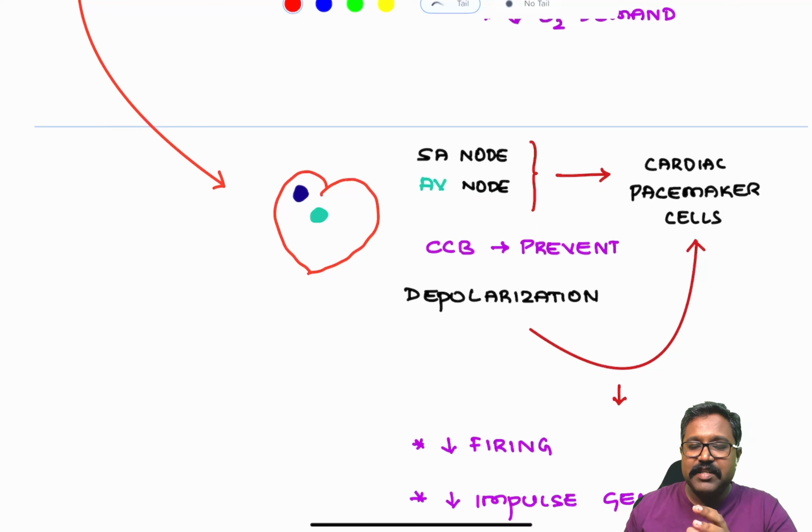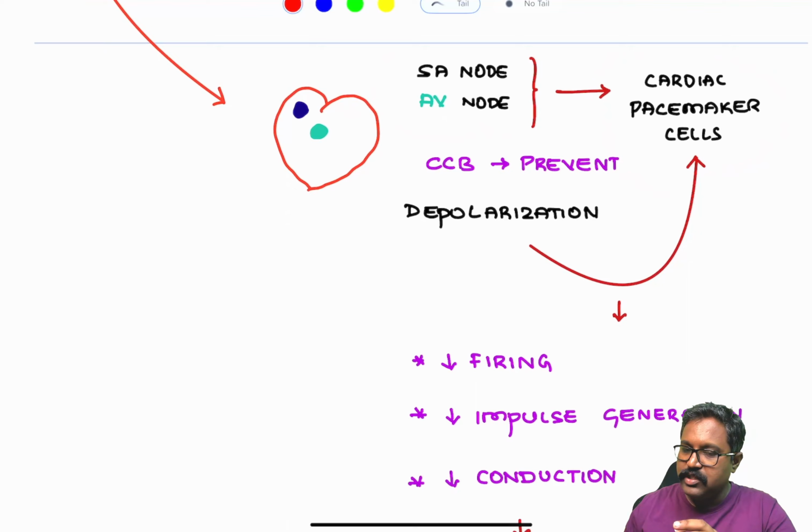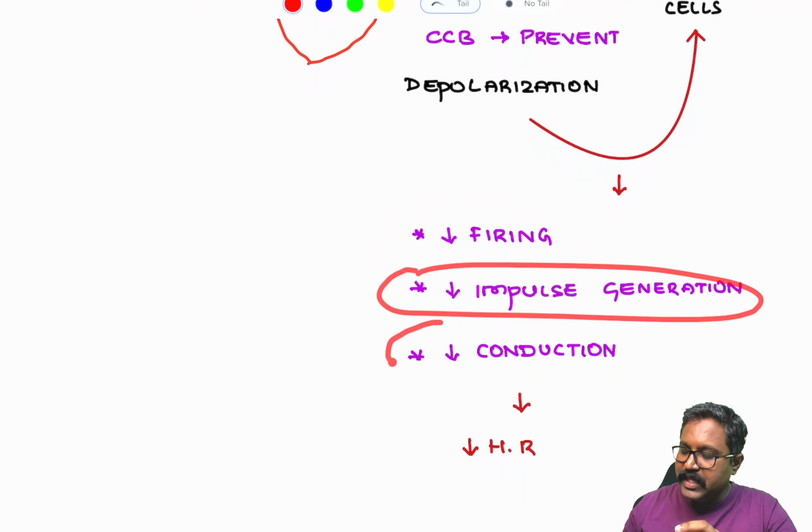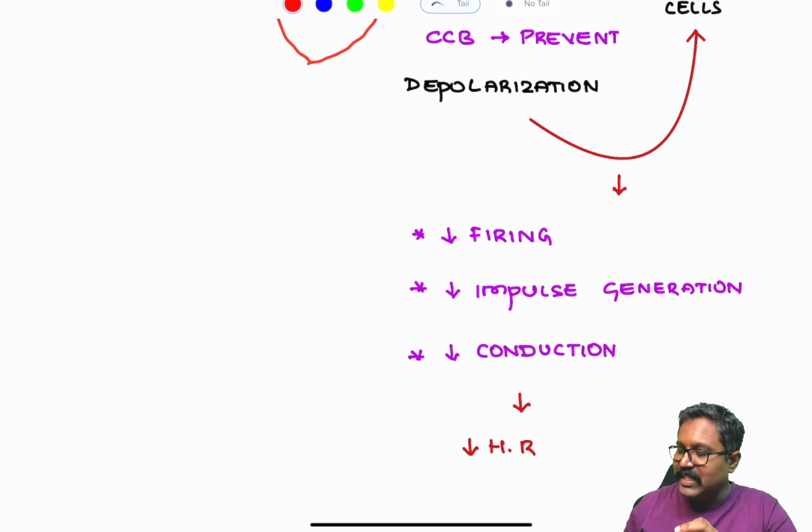So basically the calcium channel blockers will prevent the depolarization of the cardiac pacemaker cells. Whenever there is a prevention of the depolarization of the cardiac pacemaker cells, the activity of the SA node and AV node will be reduced. In turn, there will be decreased firing, decreased impulse generation, and decreased impulse conduction, which finally leads to a decrease in the heart rate. So thereby it can be used effectively in the treatment of arrhythmias.